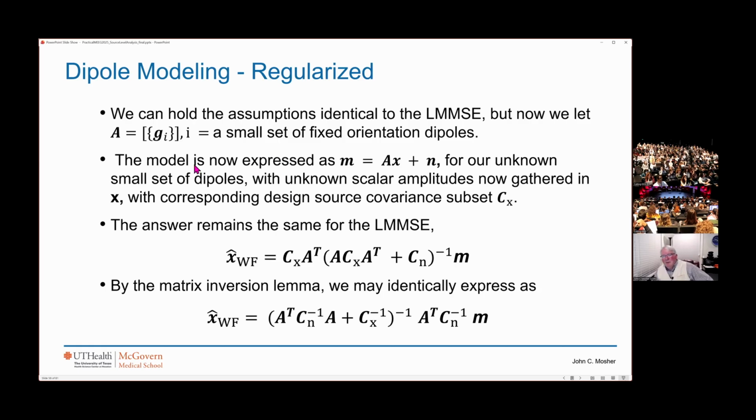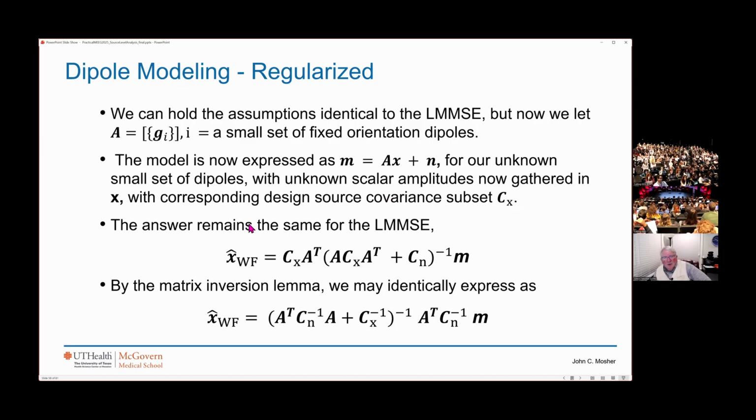Now, back to the dipole model, I can hold everything exactly the same and say, now I'm going to just pull out some unknown small set of dipoles, a small set of fixed orientation dipoles in there, 5, 10, not many. But we make that matrix called A. And so my model now is just AX plus N. I put these handful of dipole amplitudes into X. I put these handful of vectors into A. I'm just changing notation. And I pull out the corresponding design covariance C_X.